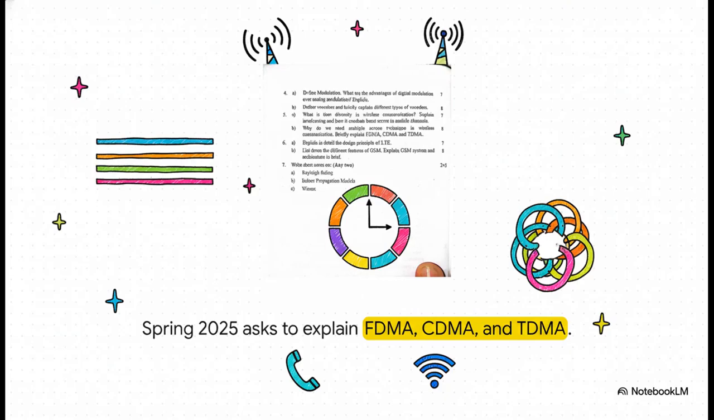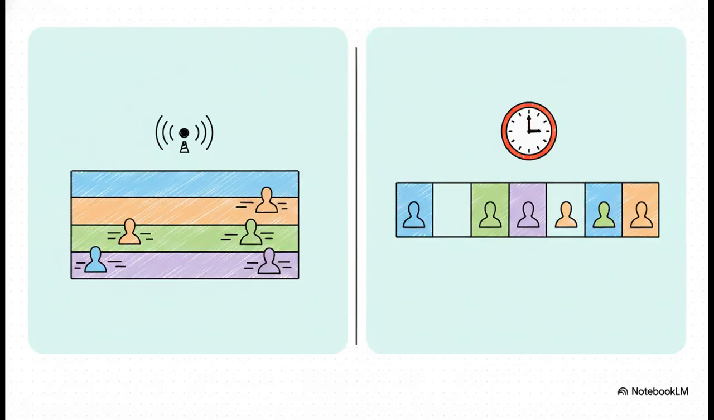Of course it will. Here's a question from a recent paper asking you to explain the big three: FDMA, TDMA, and CDMA. Knowing the difference between these is absolutely crucial. And this breaks it down perfectly. Let's start with FDMA, or Frequency Division Multiple Access. This one's easy. Everyone gets their own private frequency slice. It's just like how different radio stations each have their own frequency on the dial.